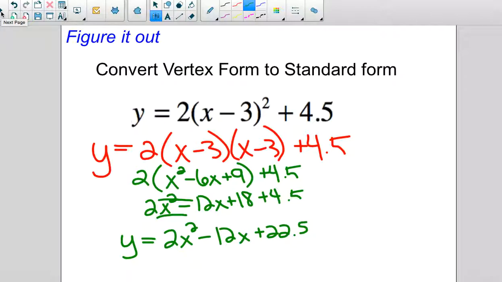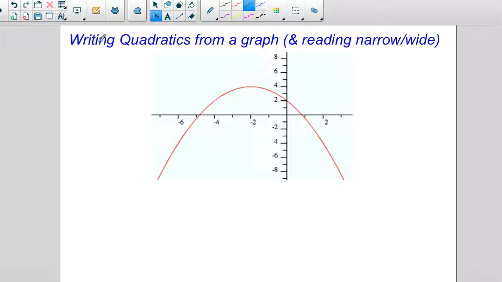The only other question that you could see based on this stuff is figuring out if a graph is narrower or wider, right? Basically, if it's vertically stretched or vertically shrunk. So typically, if you think about the parent graph, y equals x squared, that's an a value of 1.